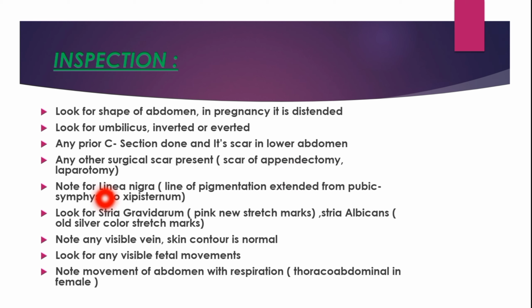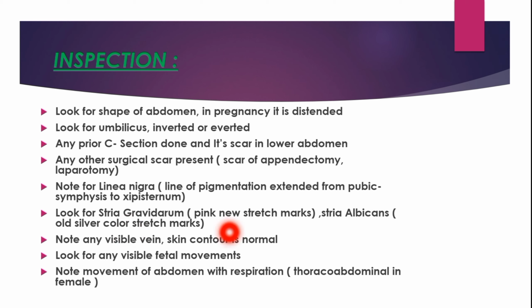Also note the linea nigra, which is a line of pigmentation present on the skin extending from the pubic symphysis up to the xiphisternum. And also look for the striae gravidarum, which are the pink stretch marks on the skin, the new stretch marks. And also note striae albicans, which are the older silver color stretch marks on the skin. And also note any visible veins.